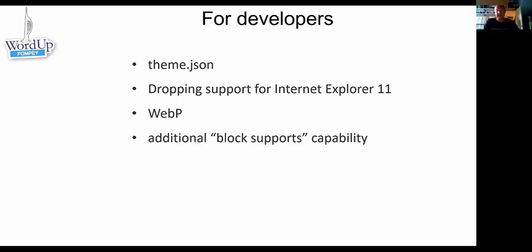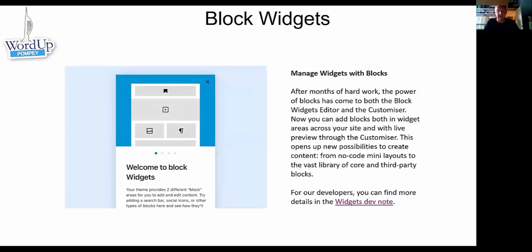WordPress 5.8 has added support for WebP, which is a newish image format, which is smaller, and there's some more stuff with block supports capability, which I've made use of in Gutenberg recently, and now that's come into WordPress 5.8 as well. Let's go through the list of things that we start off with.